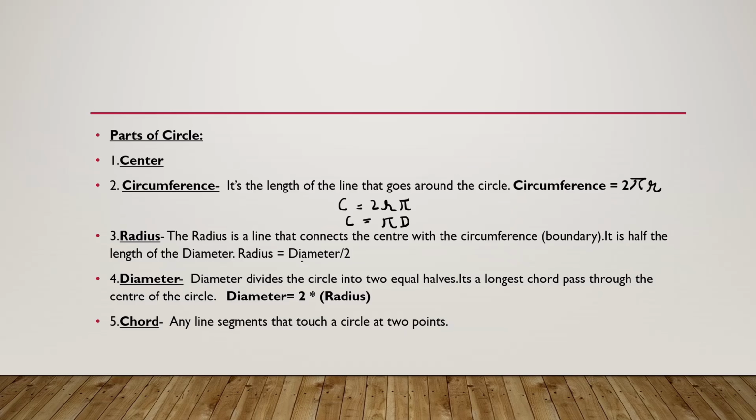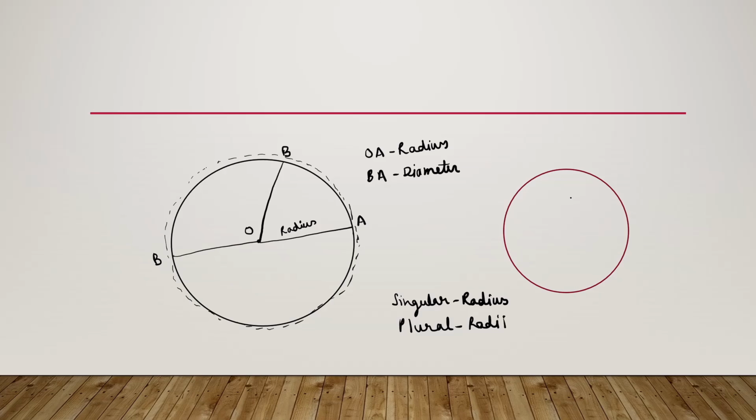So what is a chord? Next one is chord. Any line segment that touches a circle at 2 points is called a chord. I have this figure. This is a chord. We can have one more chord like this.